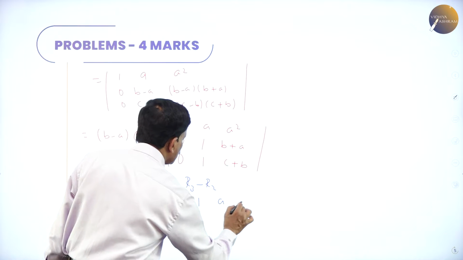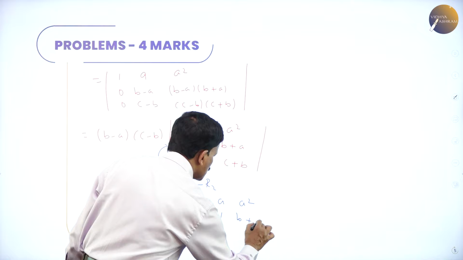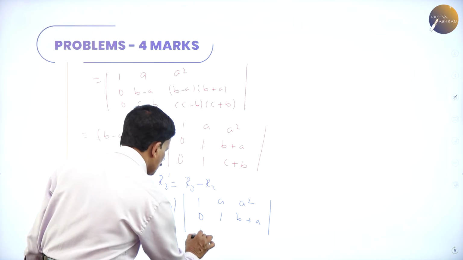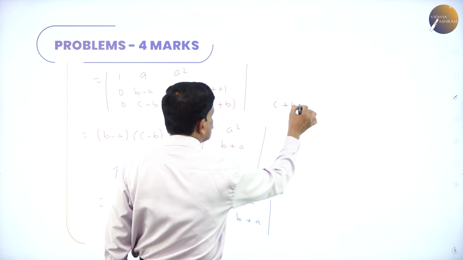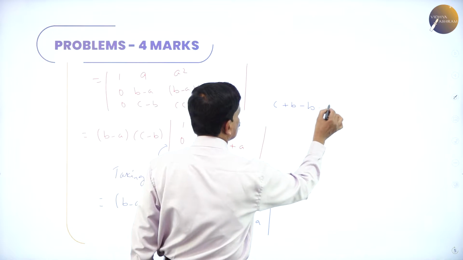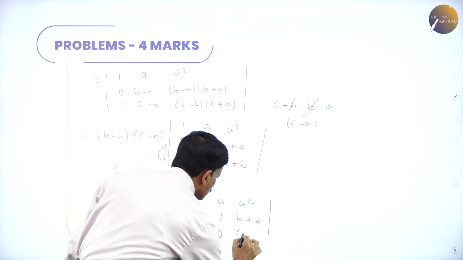This is 1, a square. This is the same, 0, 1, b plus a, and subtract this: 0 minus 0 is 0, 1 minus 1 is 0, and what you will get here is c plus b minus b minus a. Minus b plus b gets cancelled, you will get c minus a. This becomes c minus a.